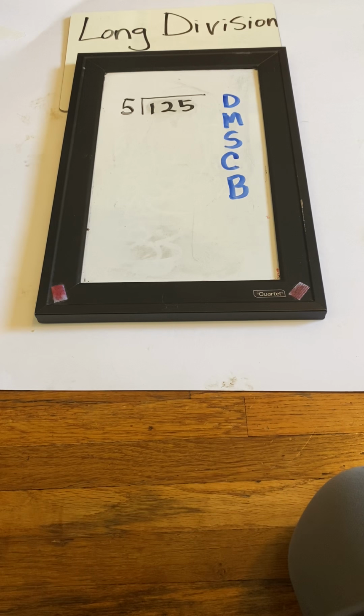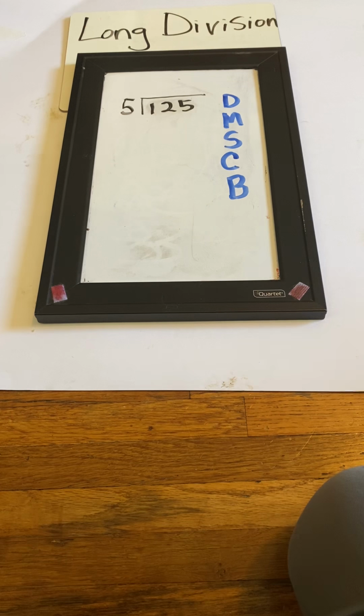We're talking about long division today. There's two strategies that I like to use. One is the color coding, and two is the multiplication chart. So feel free to use these while you're doing long division. We're gonna divide 125 divided by 5, and I have it set up here.